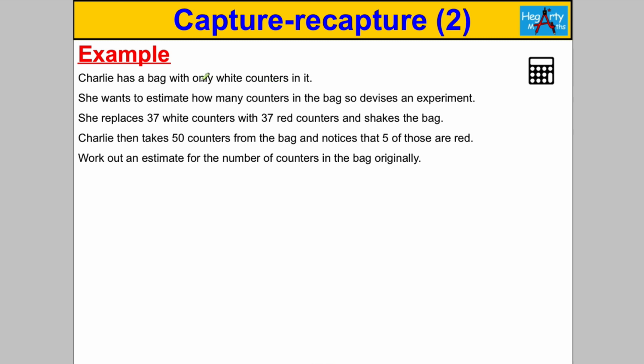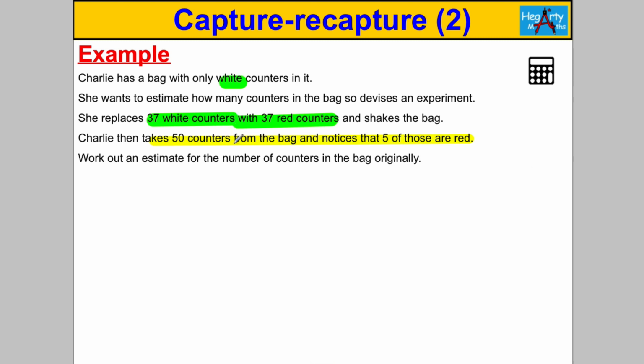Charlie has a bag with only white counters in it. She wants to estimate how many counters are in the bag, so devises an experiment. She replaces 36 white counters with 37 red counters and shakes the bag up. She then takes 50 counters from the bag and notices that 5 of them are red. Work out an estimate for the number of counters in the bag originally.